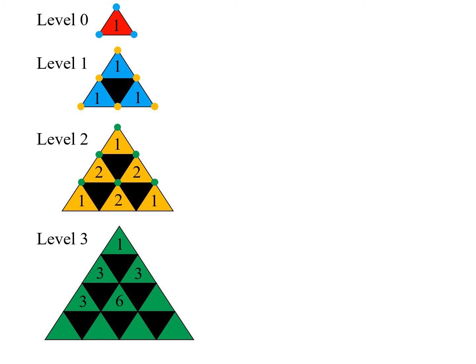Orange, 2 plus 1. Green, 3. Orange, 1. Green, 1. Orange, 1 plus 2. Green, 3. Orange, 2 plus 1. Green, 3. Orange, 1. Green, 1. Now there's level 0 through level 3 of Pascal's tetrahedron.